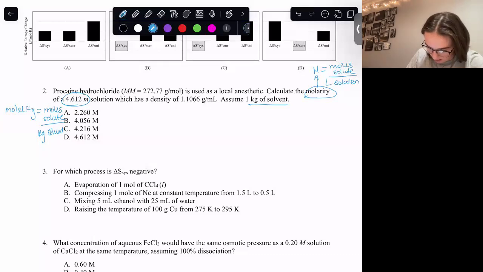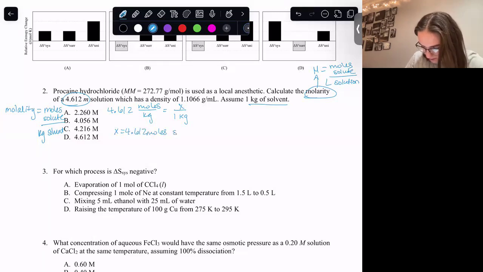So we can take 4.612 moles over kilograms is equal to X over 1 kilogram. And if you're super smart, you might see that this is 4.612 moles of the solute. But then the next thing is that we need to get to liters of solution. We are given the density, and the density is for the solution. We already know that we have 1 kilogram of solvent, but we need to find how many grams or kilograms of the solute we have in our system as well.